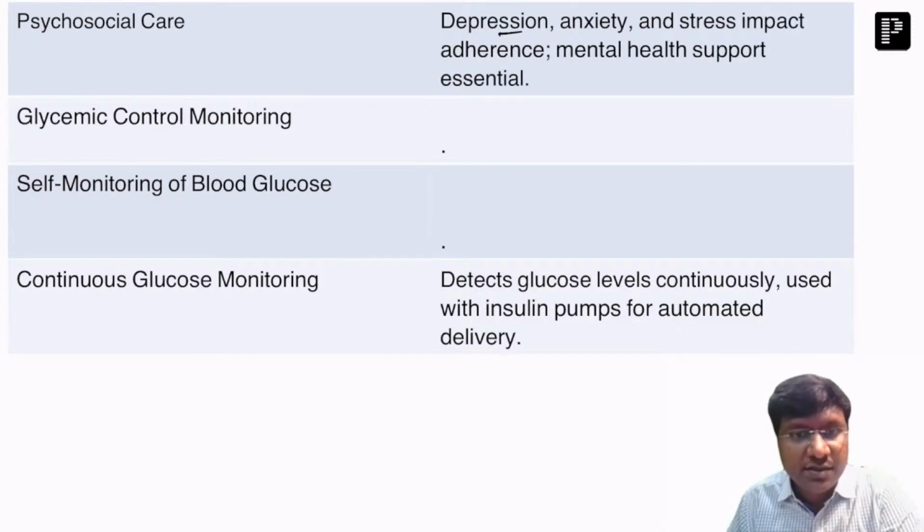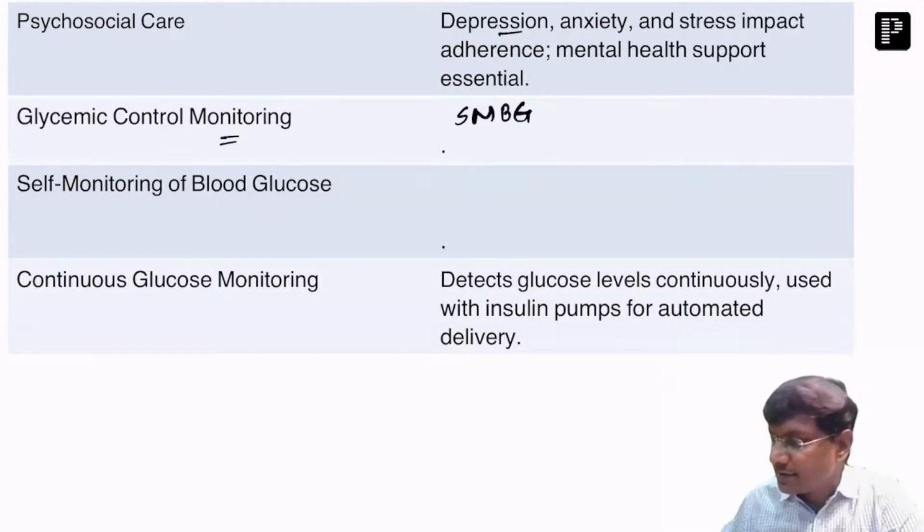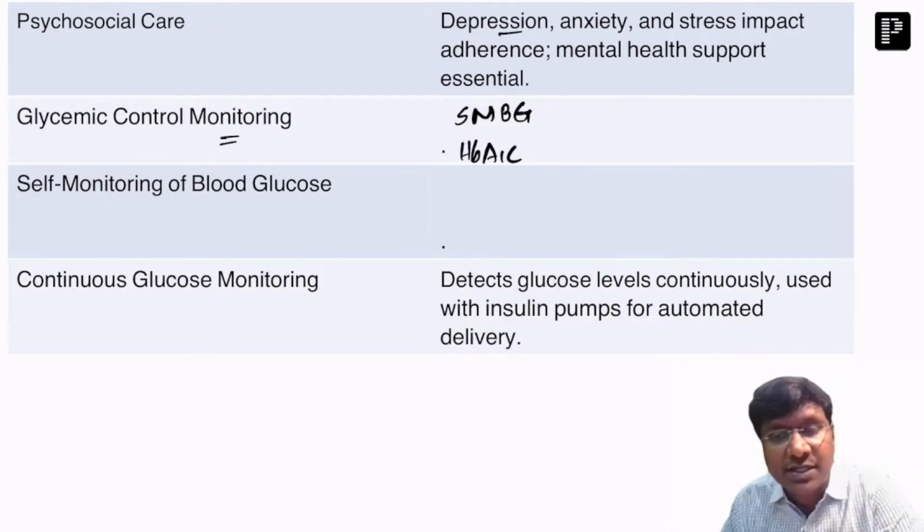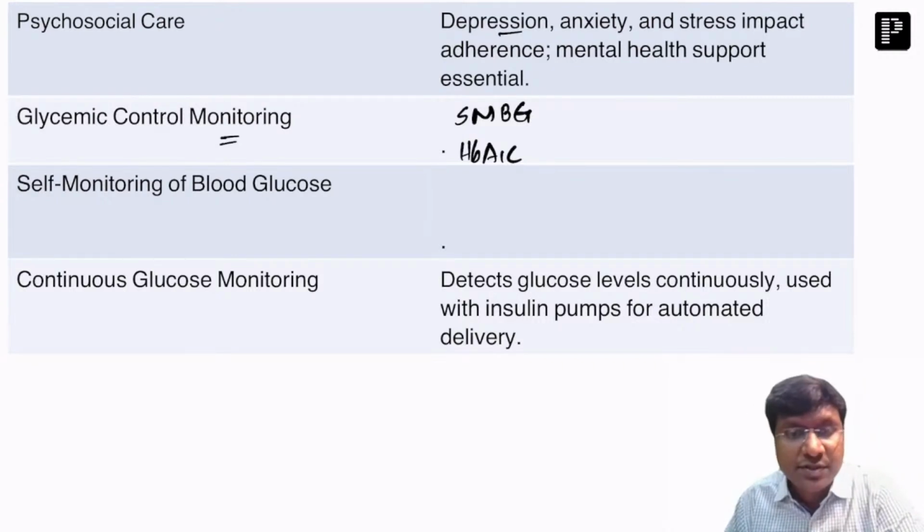Next is glycemic control monitoring. How do you advise glycemic control monitoring? One is SMBG, that is self-monitoring of blood glucose, which is very important. Along with that, the individual has to monitor the HbA1c. SMBG and HbA1c should be done mainly to assess both the short and the long-term glycemic control. So that is about glycemic control monitoring.